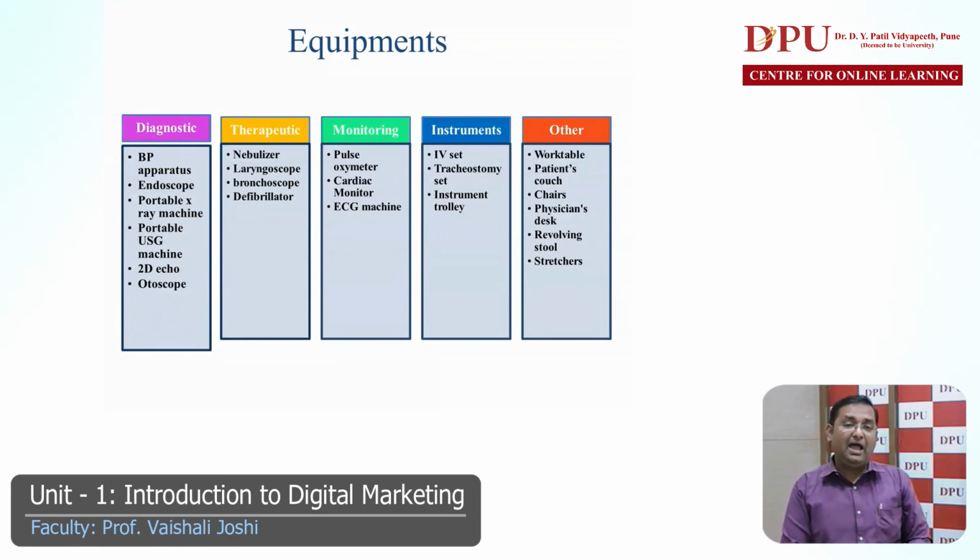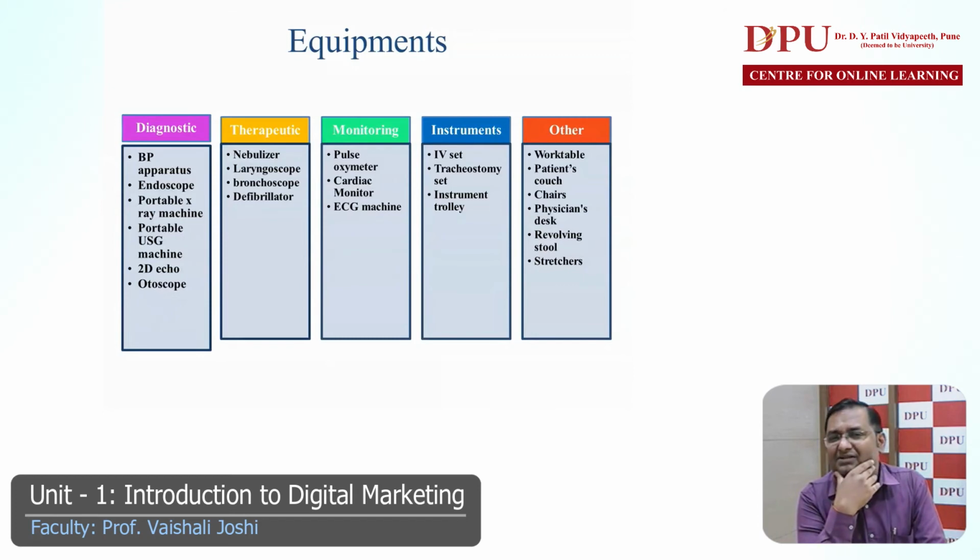Then there should be proper availability of the laryngoscope, bronchoscope and defibrillator. If some patients suffer an anaphylactic reaction, then you must have all the emergency drugs available. If it is possible, you can keep a laryngoscope and a defibrillator in your clinics. So these are the various therapeutic services that are being provided through the outpatient department.